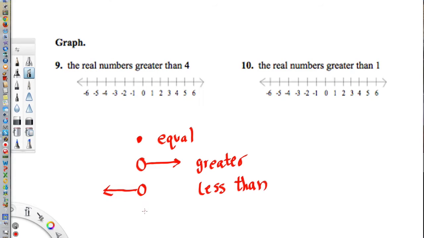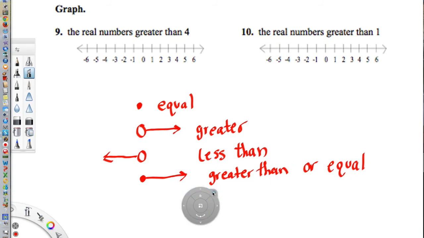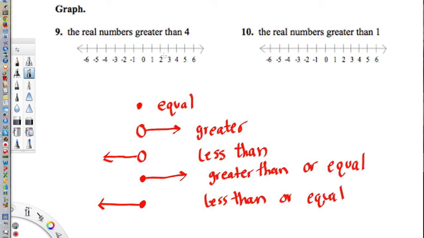Now if you would have something that looks like this, what does that mean? That means it's greater than or equal. It's a combination of my greater than sign and my equal sign. So that's how you would graph that. And last, we would have something that might look like this when we're graphing these numbers on a number line, and that would be less than or equal.